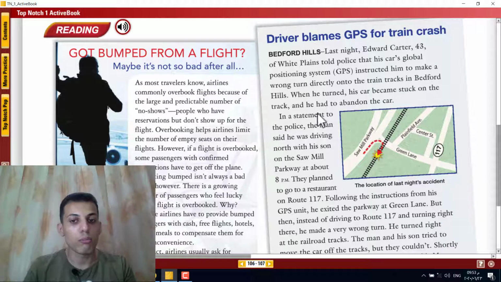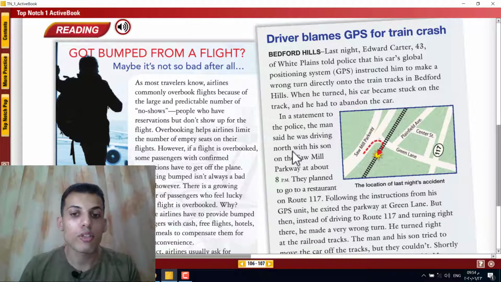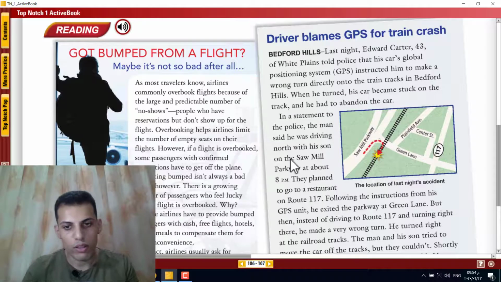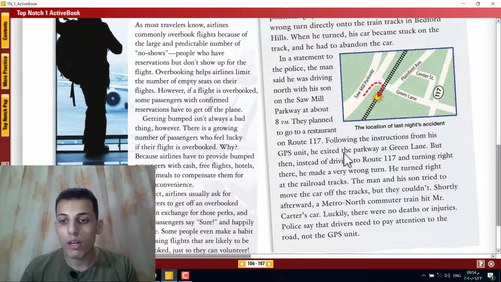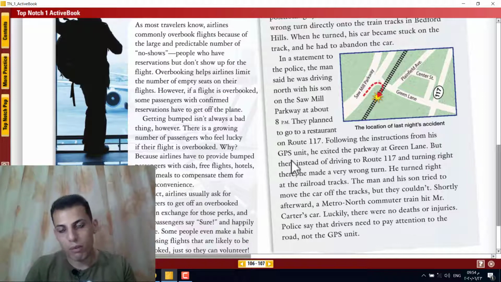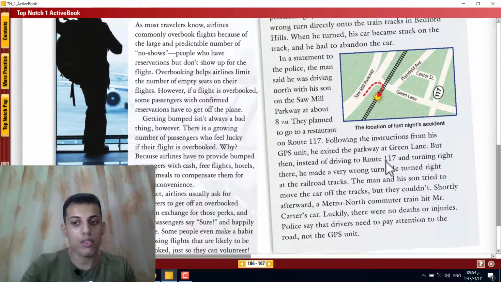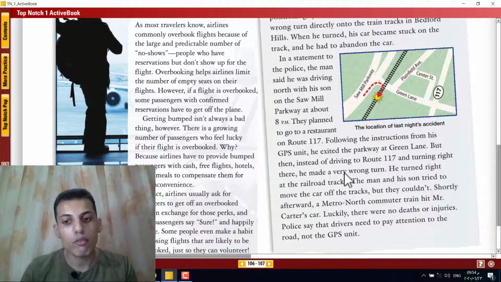In a statement to the police, the man said he was driving north with his son to the Sawmill Parkway at about 8 p.m. They planned to go to a restaurant on Route 117. Following the instructions from the GPS unit, he exited the parkway at Green Lane. But then, instead of driving to Route 117, he turned right there. He made a very wrong turn.